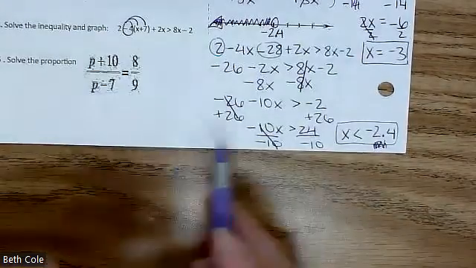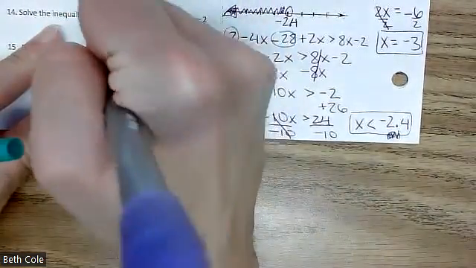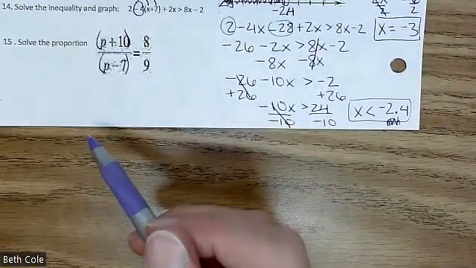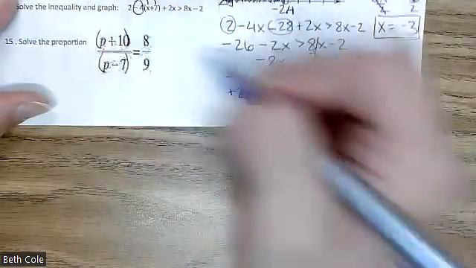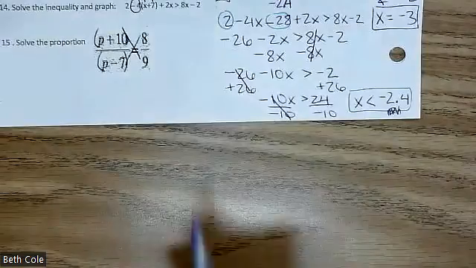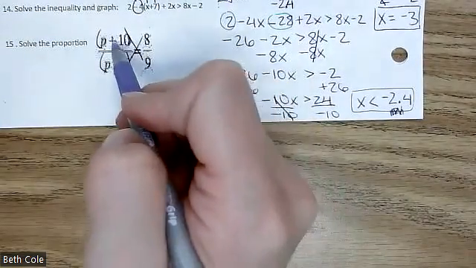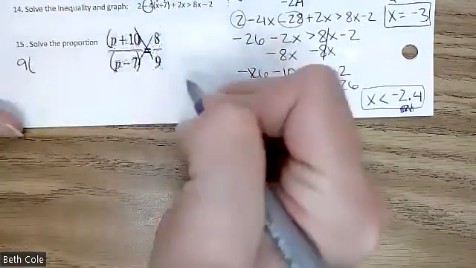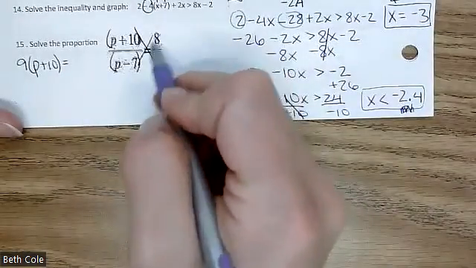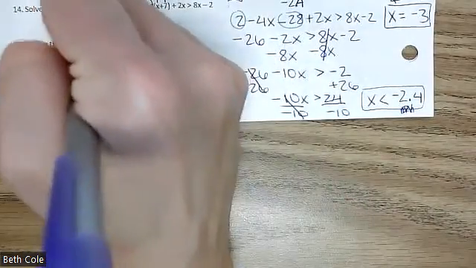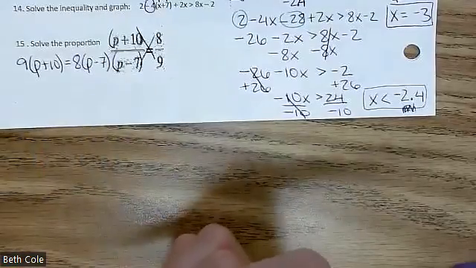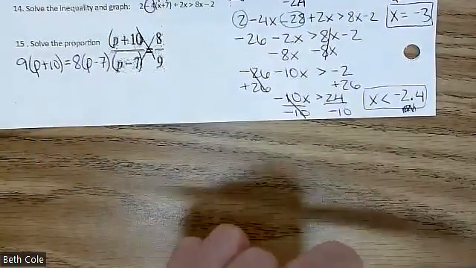And the last one I'll just get you started on. First of all, both of these need a hug. And when it's a fraction equals a fraction, what do you do? Good, thank you. Cross multiply. So you're going to have 9 times p plus 10 equals 8 times p minus 7. Because there's parentheses, what would you need to do? Distribute, and you would go from there.